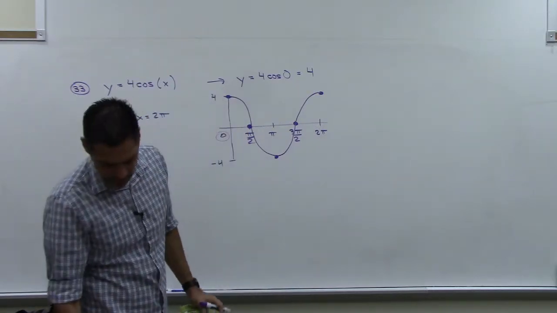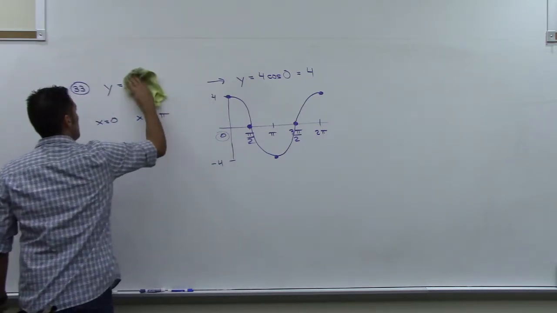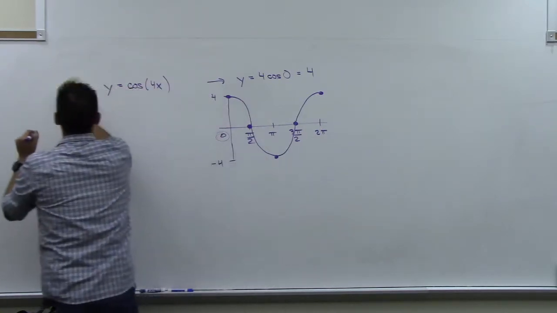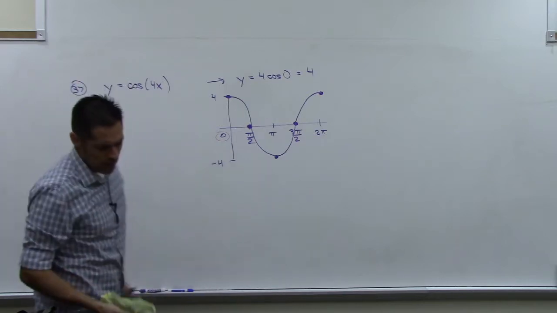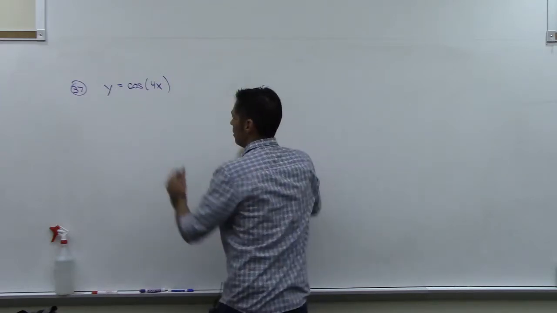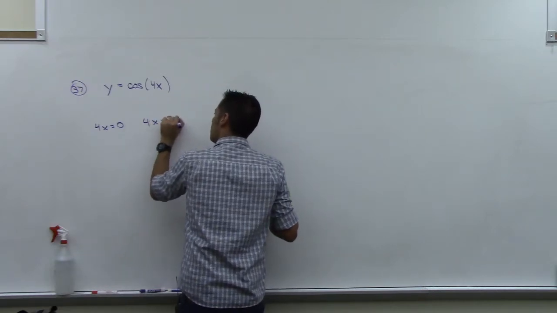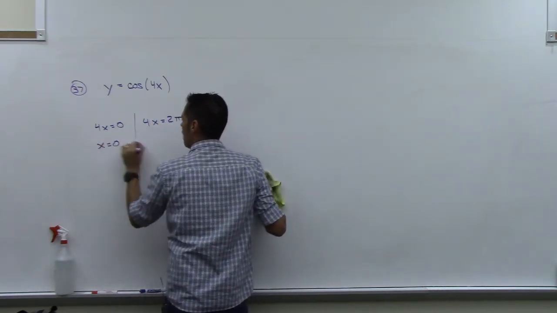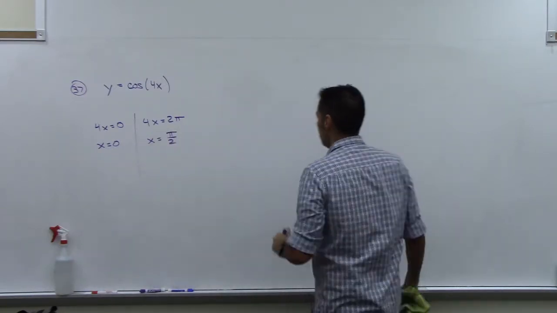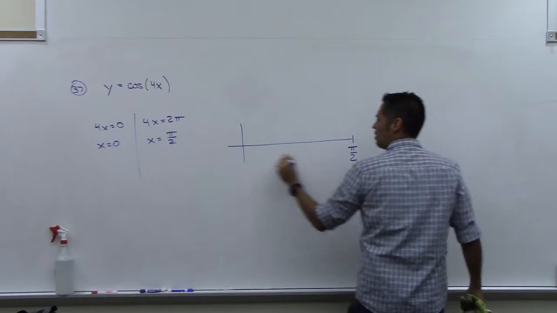Okay, number 37, next. Cosine of 4x. So what's the difference between 4 cosine of x and just cosine of 4x? Okay, so the difference here is, notice that the argument's 4x this time. So when we set that equal to 0 and set it equal to 2 pi, the answers are going to be a little different here. 0 and pi over 2 when we divide both sides by 4. So now our graph starts at 0 and ends at pi over 2.